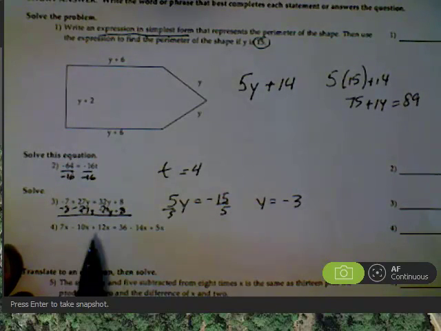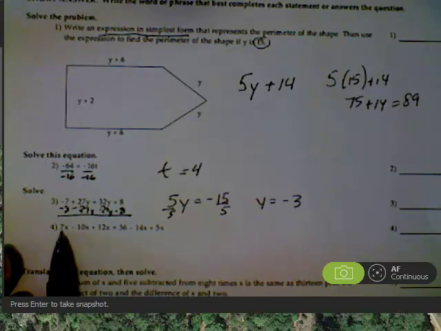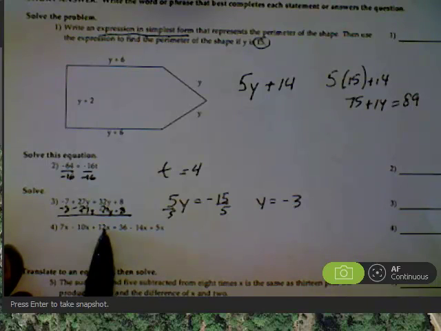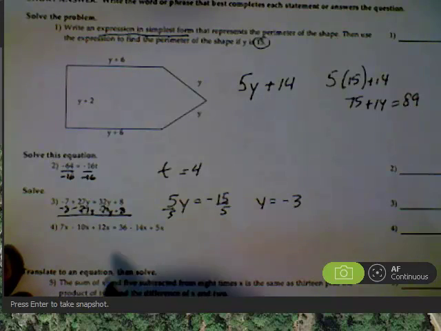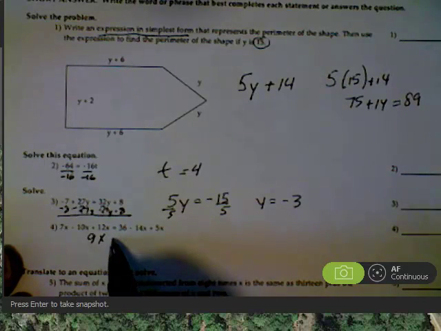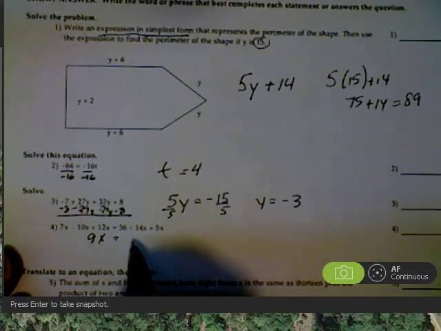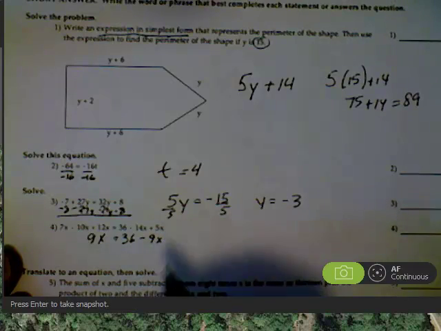Problem number 4, we first recognize it's a solve, and we have to gather our like terms. I like to commute the 7, plus 7, and the plus 12 together. 7 and 12 are 19. 19 subtract 10 is 9x on the left. And on the right, I have minus 14 plus 5. So I have 36 minus 9x.